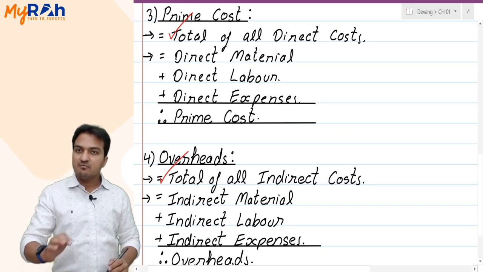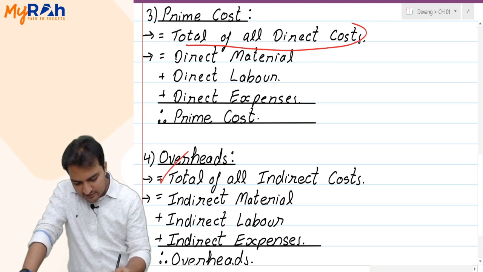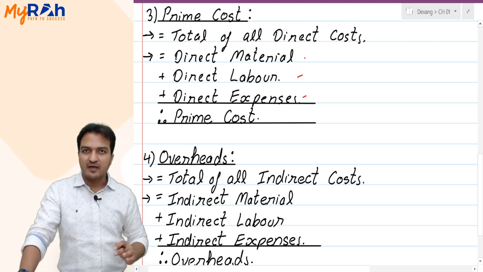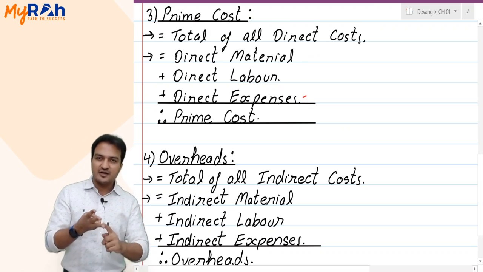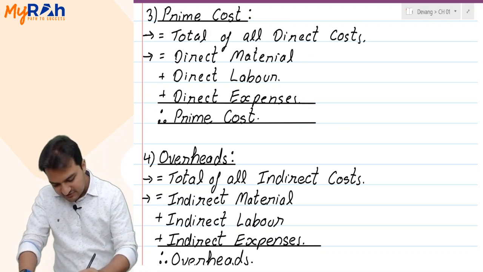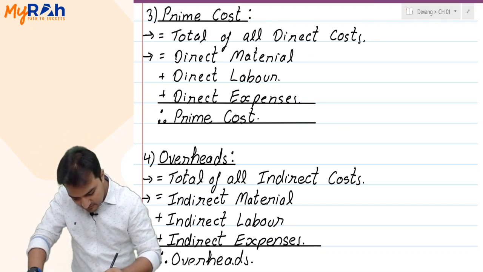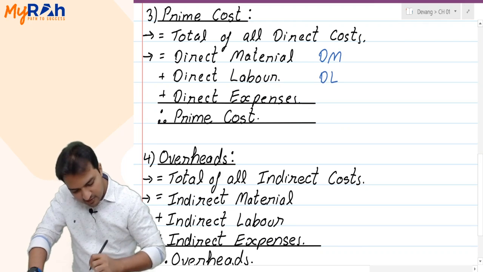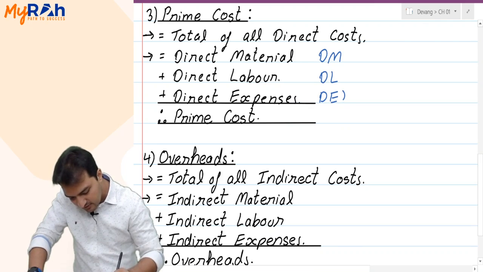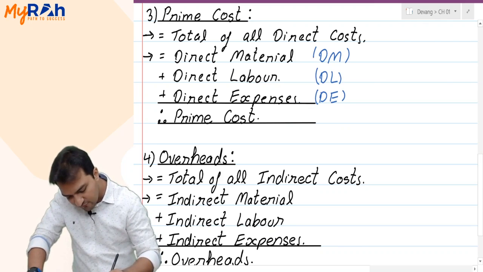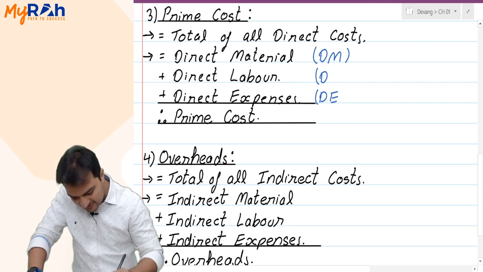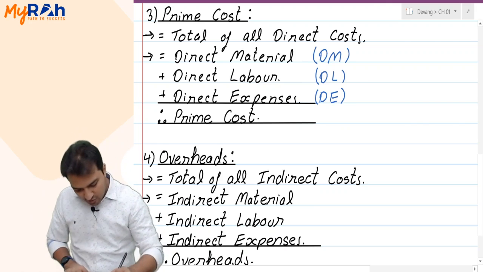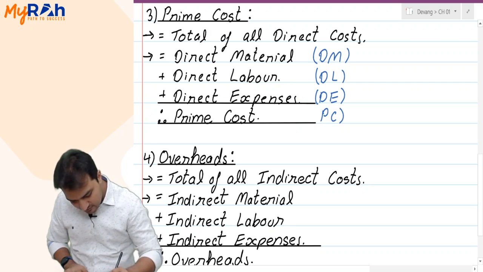Prime cost is the name given to the total of all direct costs. All the items of direct costs total is called prime cost. So direct material plus direct labor plus direct expenses, that total will be called prime cost. For our easy reference, I will use short names. Direct material now becomes DM. Direct labor becomes DL. Direct expense will be DE. These short forms are all standard short forms. You can use them in the exams also. And I will be using these short forms in my further explanations. And prime cost, accordingly, I will call PC, not Priyanka Chopra.